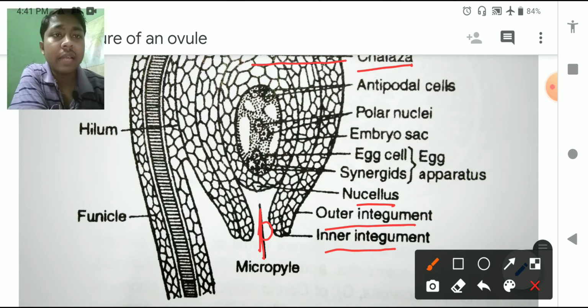Into the nucellus, a sac-like structure is present. This sac-like structure is called the embryo sac.